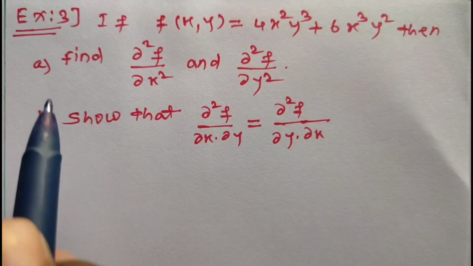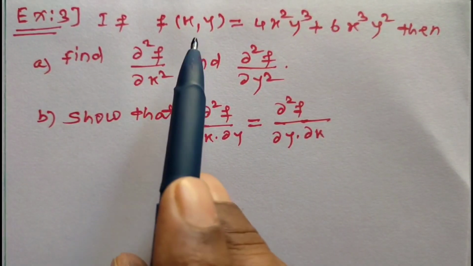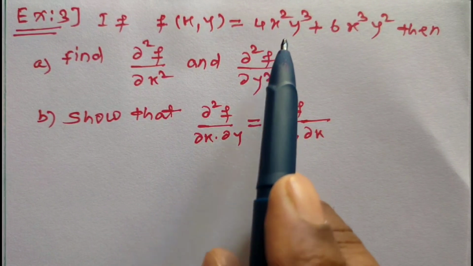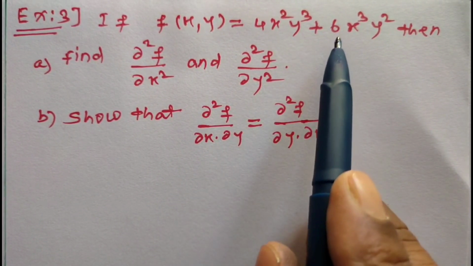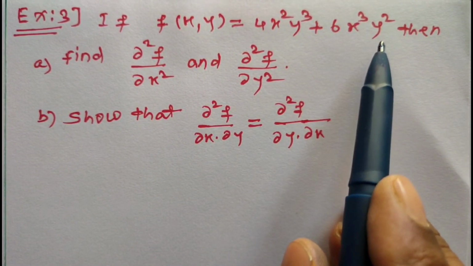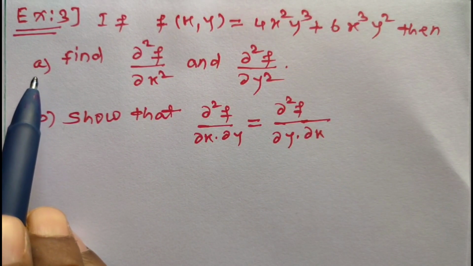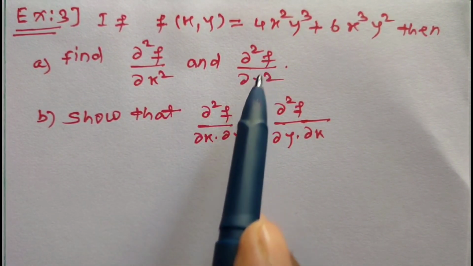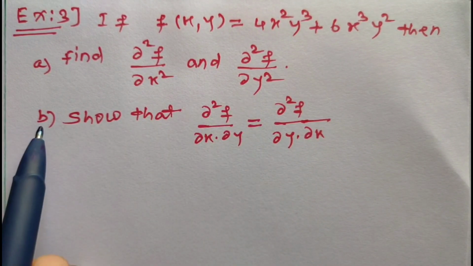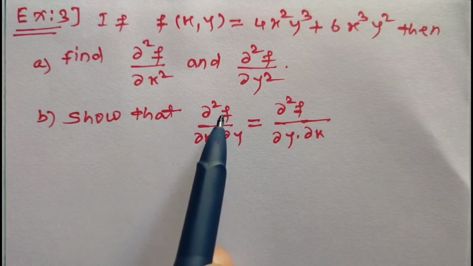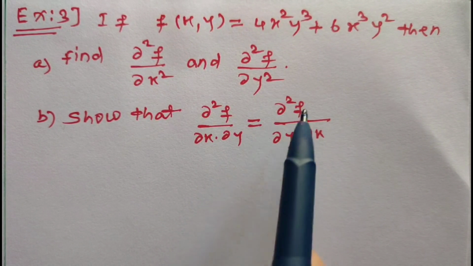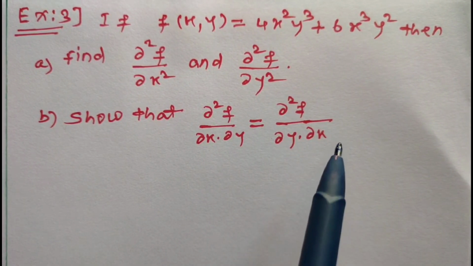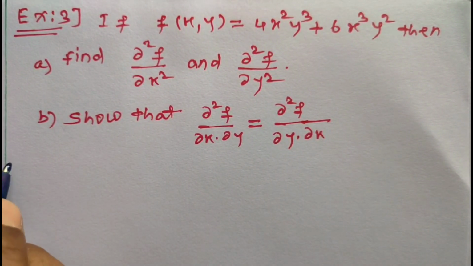Let us solve sum number 3. If f of x comma y is equal to 4 times x squared y cubed plus 6 times x cubed y squared, then first, sum A, find ∂²f/∂x² and ∂²f/∂y². Second, sum B, show that ∂²f/∂x∂y is equal to ∂²f/∂y∂x. So one by one we have to find out the partial derivatives.